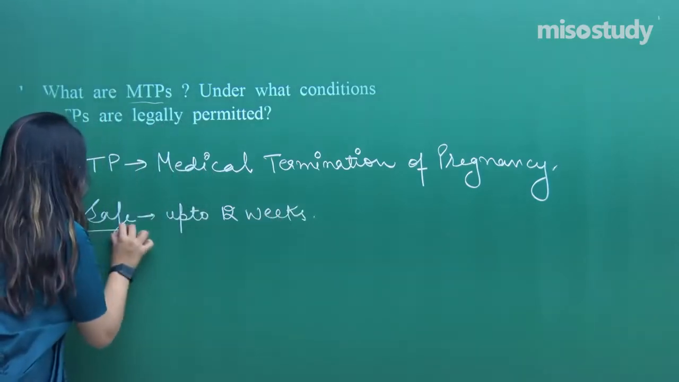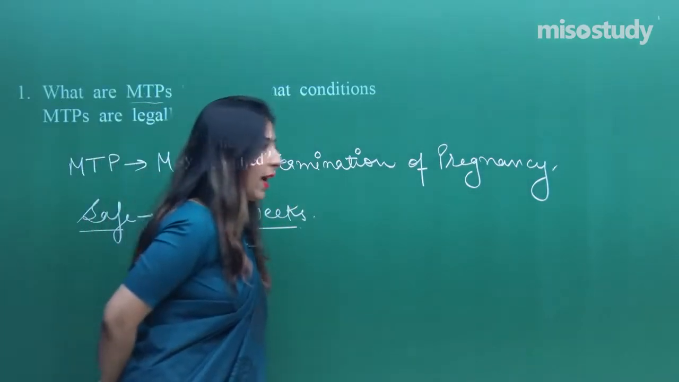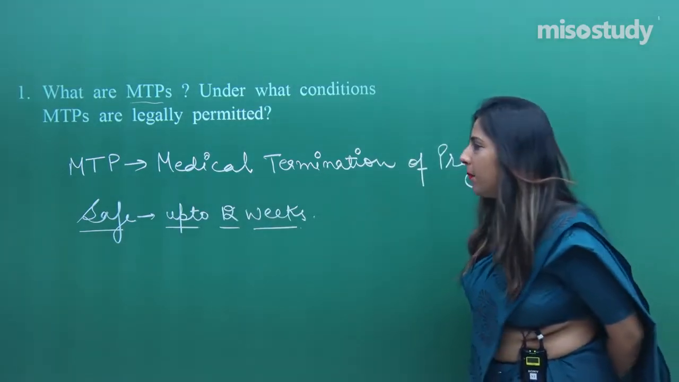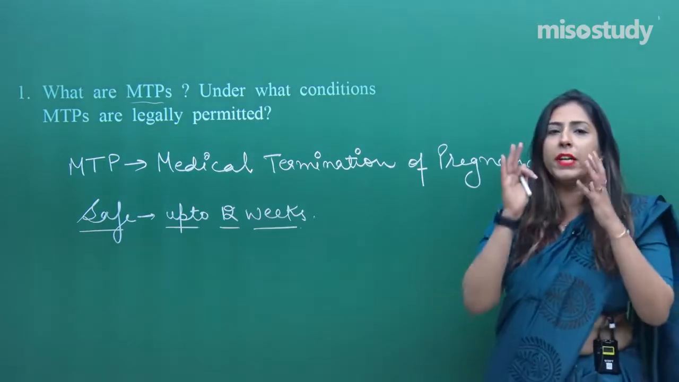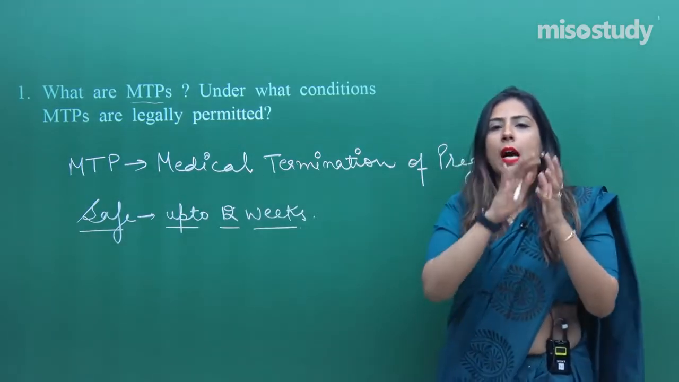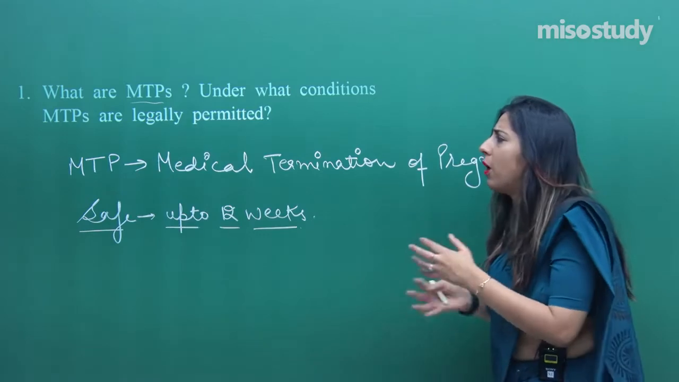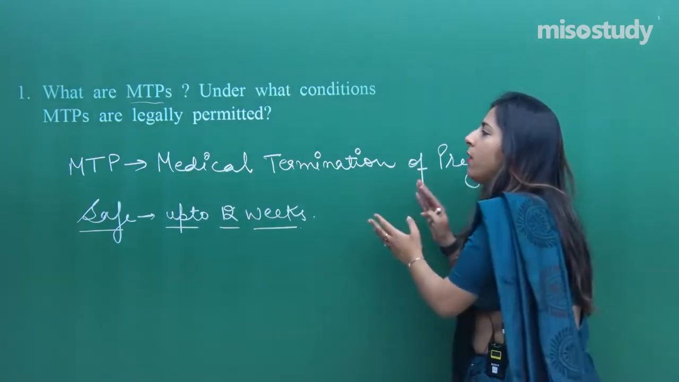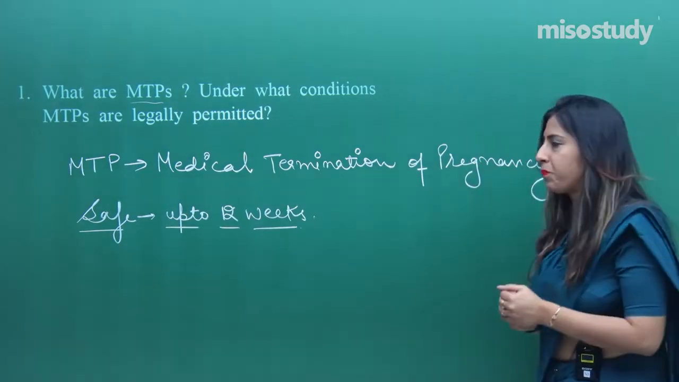It is safe up to 12 weeks, right? Because after this, it is unsafe for the baby as well as for the mother. If we talk about medical termination, 20% of total births are terminated every year. In more detail, 30 to 40 million pregnancies are terminated every year worldwide, right?